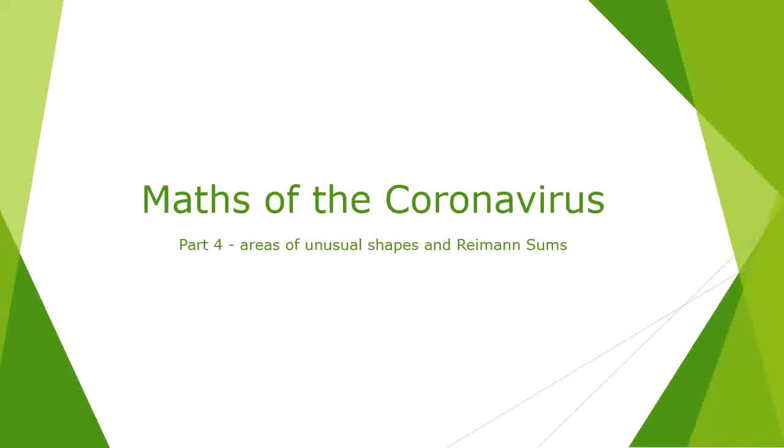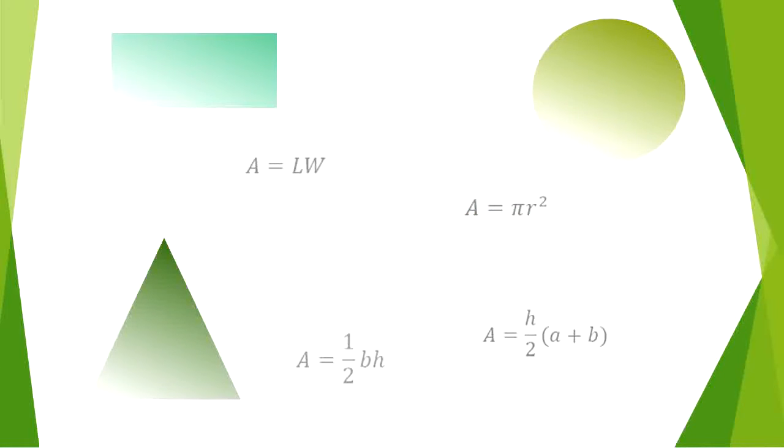Maths of the Coronavirus, Part 4, the areas of unusual shapes and Riemann sums. If you've studied maths for any length of time, you've almost certainly learned how to find the area of shapes, and many of the formulae here are probably very familiar to you, having been drummed into you over many years of study. But if you've been thinking at the same time, you've probably realized that they only work for perfect geometric shapes. Unfortunately, the real world is not made up of perfect geometric shapes.